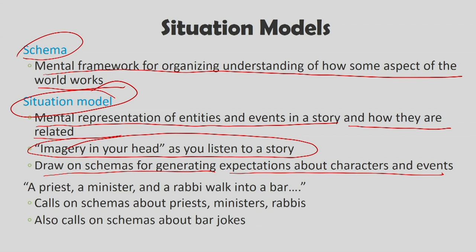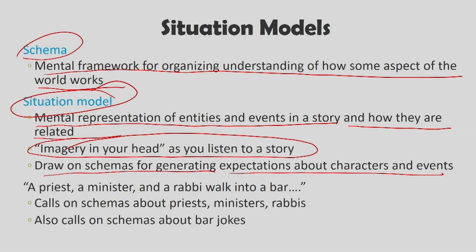You immediately call up the schema about the priest, the minister and the rabbi, which includes information about how these people look and actually behave. You also activate something called the bar joke schema, which suggests that the bartender may have played a role in the punchline. All this information goes into the situational model you construct as you listen to the story.